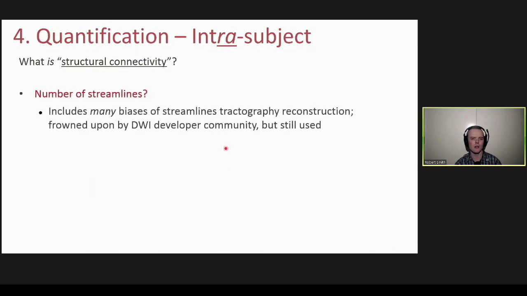So historically, and probably still the most frequently used measure, is simply the number of reconstructed streamlines. This has again been a bugbear of the more hardcore developer community, but it is still something that you see used a lot throughout the literature. I don't have the time to go into full details here, but there are a number of good review articles that talk about this.